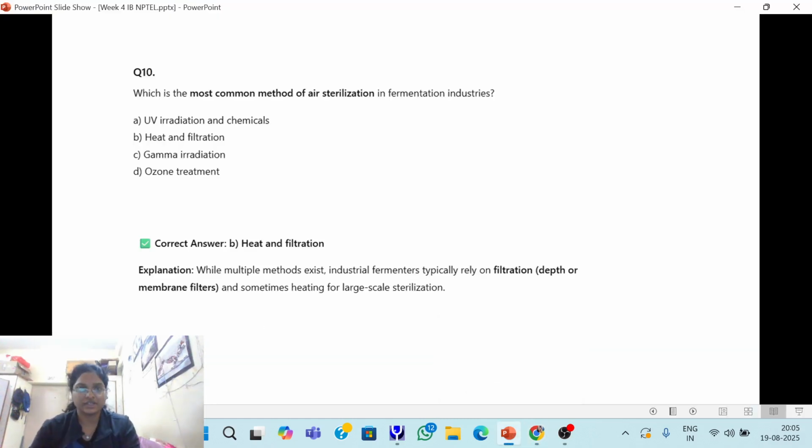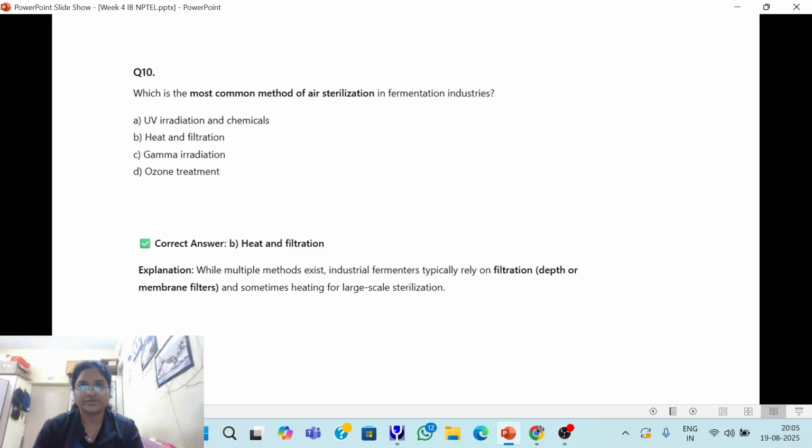Okay, let's see what is the correct answer. It is B, heat and filtration. While multiple methods exist, industrial fermenters typically rely on filtration and sometimes heating for large scale sterilization. We have already discussed that one of the most common methods for air sterilization is heat and filtration.